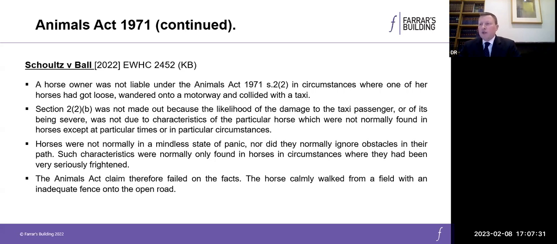They were not normally found in horses, except at particular times or in particular circumstances. So that was because horses are not normally in a mindless state of panic, and they don't normally ignore obstacles in their path. Such characteristics are usually only found in horses in circumstances when they're very seriously frightened. And on that, the claimant just simply failed on the facts. The evidence there suggested that the horse had in fact calmly walked from its field with an inadequate fence and onto the open road.